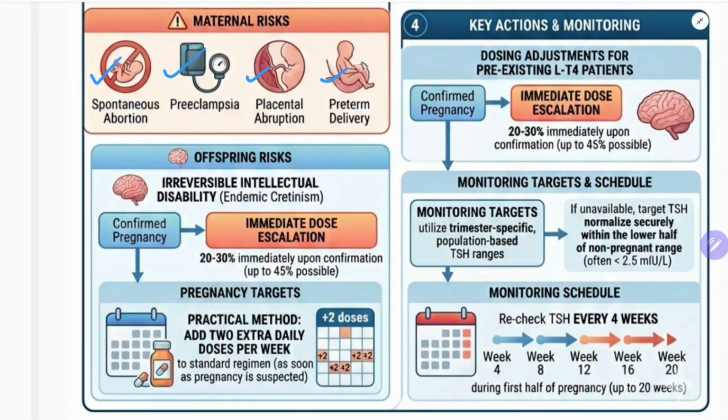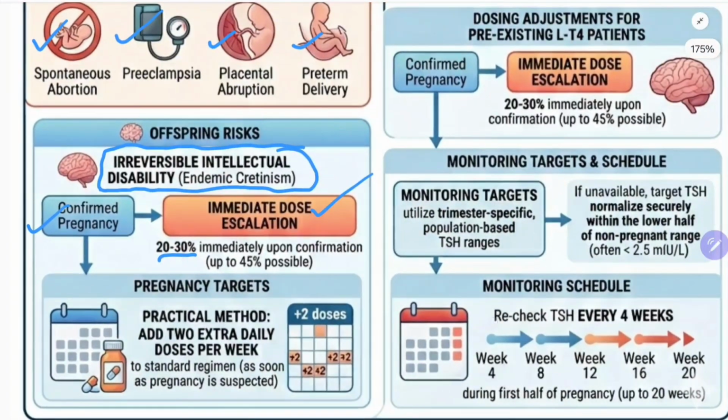Offspring risks. There will be irreversible, remember, irreversible intellectual disability, that is known as endemic cretinism. So once the pregnancy is confirmed, immediate dose escalation is required in those female patients who are already taking medications. How much? 20 to 30% dosage escalation is required immediately upon confirmation. Up to 45% is possible. A simple thing is, you can increase by 25 mcg. If the patient has 50, for suppose, you can give 25 mcg in excess during pregnancy.